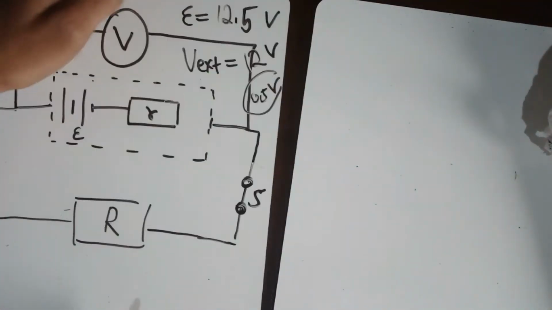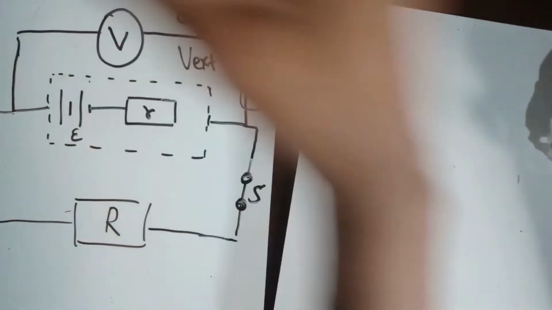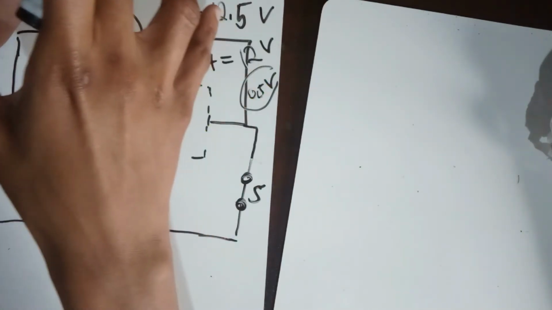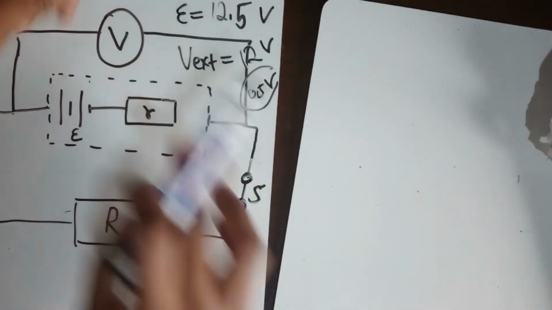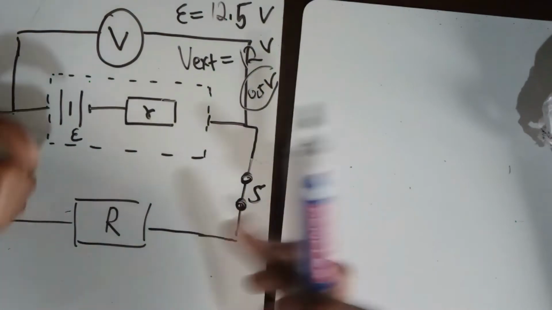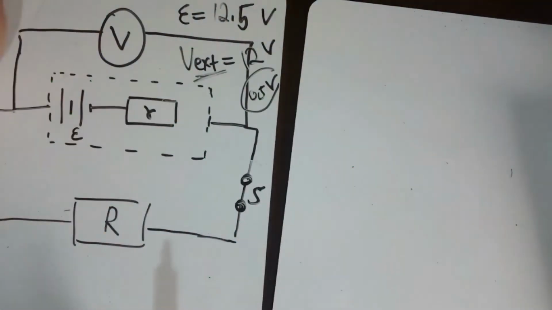So you should always be careful in questions. Are you given the EMF, which is the total energy that is supplied by the battery per coulomb of charge? That means it is the potential difference across this battery when it is not connected in a circuit, like we've just demonstrated here. Or are you actually given the external voltage?